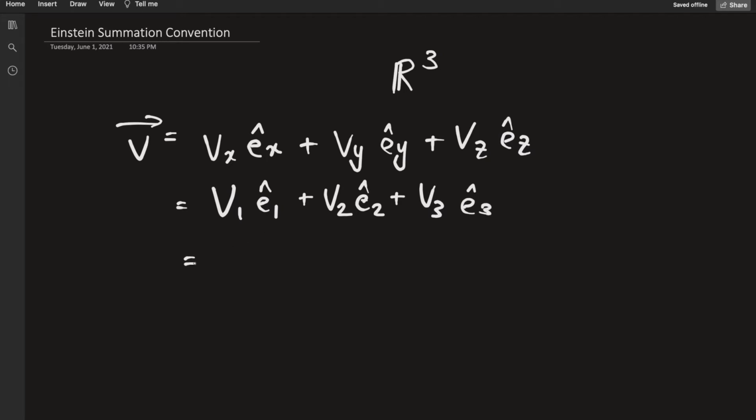And now if you want to represent all of this compactly, you can just have a sum running on i, where i starts at 1 and ends at 3, in this case at least, Vi e sub i hat. And you see this clearly makes sense, because for 1 you have the first e sub 1 component, and for 2 you have this, and for 3 you have this, and then you're summing over all of them. So this makes sense.